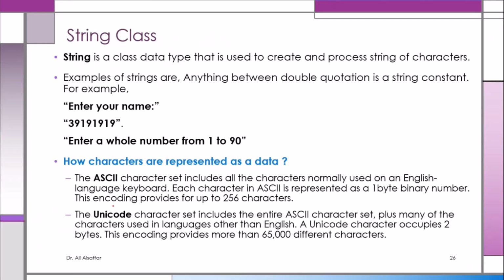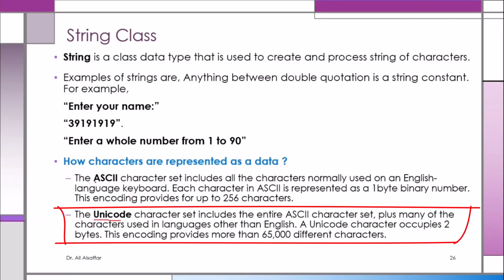So that code is called Unicode. Unicode is another code. It is an extension of ASCII code, and it is used by many languages like Java, and also by many browsers, because the browser should be available globally to all languages.